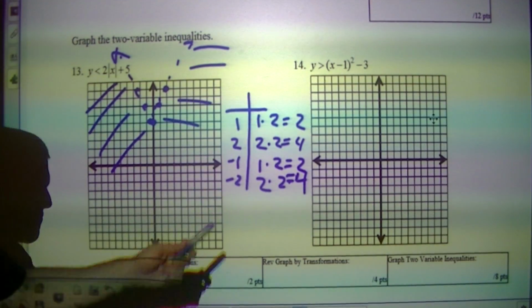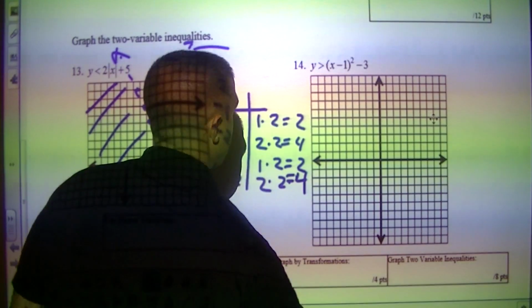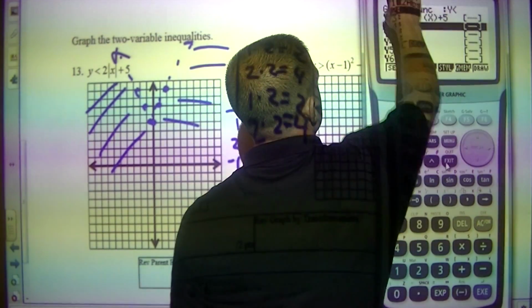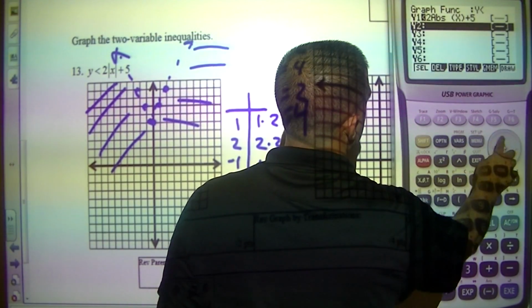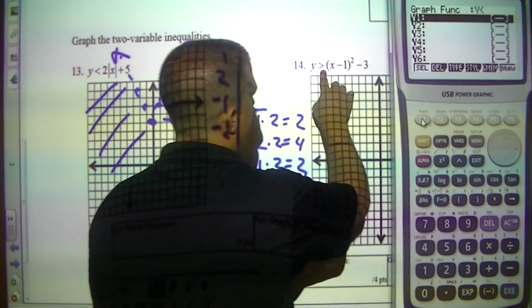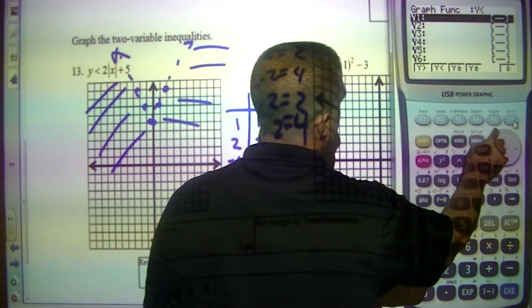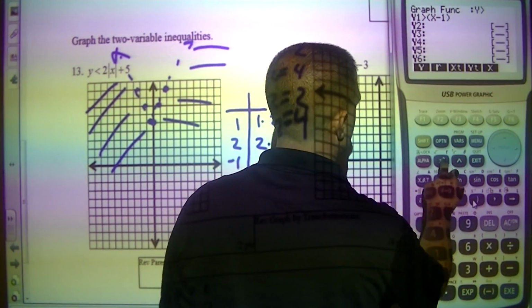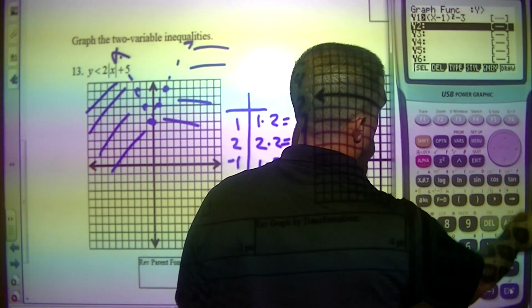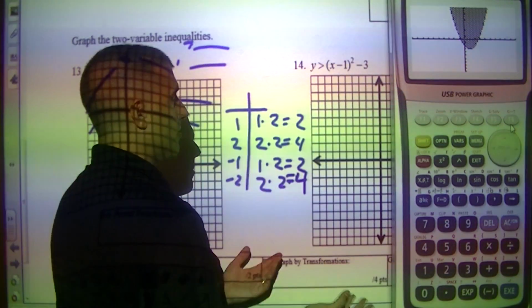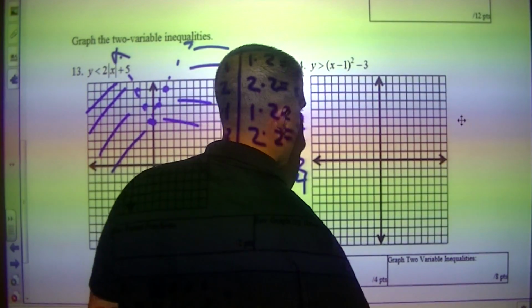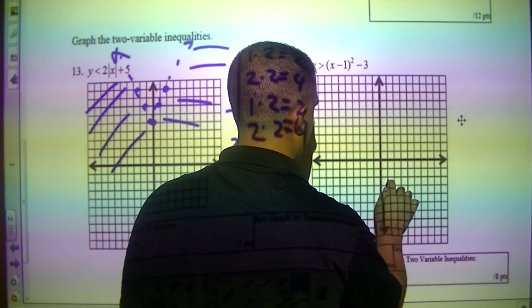On this one, my anchor point is 1, -3. Now, if you want to check that, you can do that now. I'm going to delete, and use that exact inequality. That's going to be x minus 1 squared minus 3, and draw. That's what I got. If you want to do G solve minimum, it tells you 1, -3, so 1 over, -3 down.